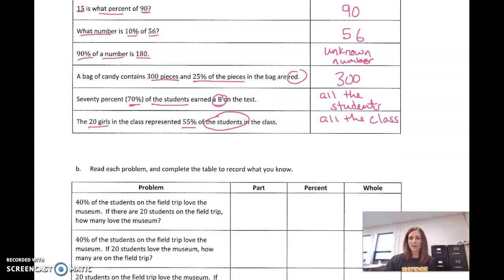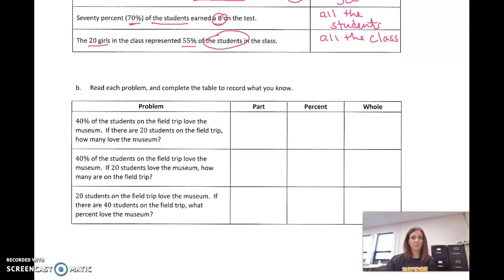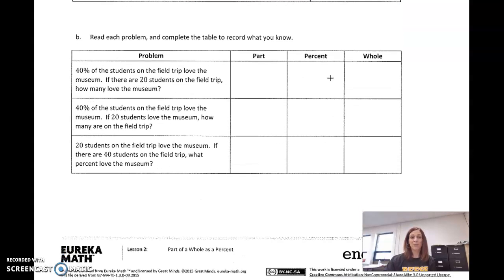So now let's focus on those three parts. Read each problem and complete the table to record what you know. We have part, percent, whole. Here is my hint. The easiest one to pull out is the percent. Why? Because percents are going to have a percent sign.